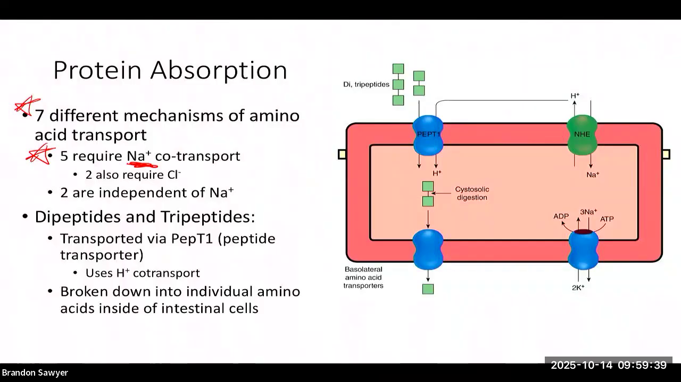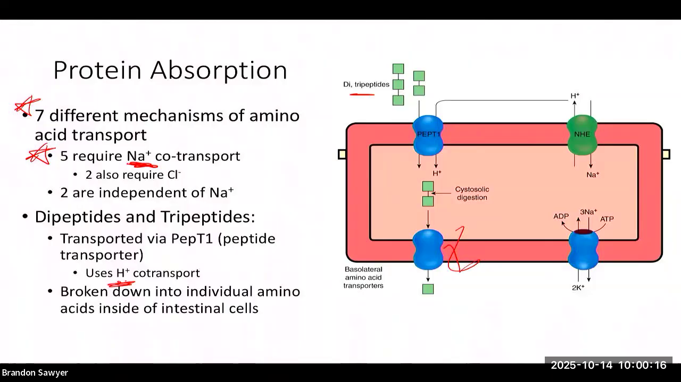There are some dipeptides, meaning 2 amino acids together, and tripeptides, meaning 3 together, that can get brought into the cell without getting all the way broken down into single amino acids. And those are just some of the mechanisms over here. A lot of these, this one uses hydrogen ion cotransport. But once these get inside the cell, they get broken down into their individual amino acids before they get sent into the blood on the other side there. So that's just a summary of that.